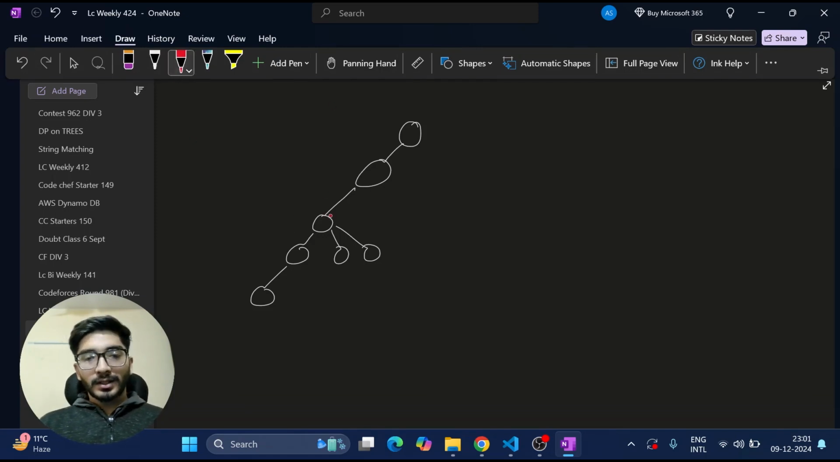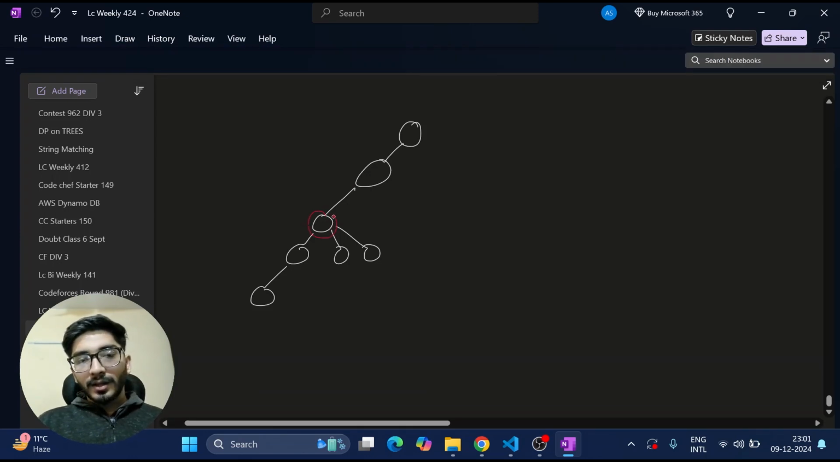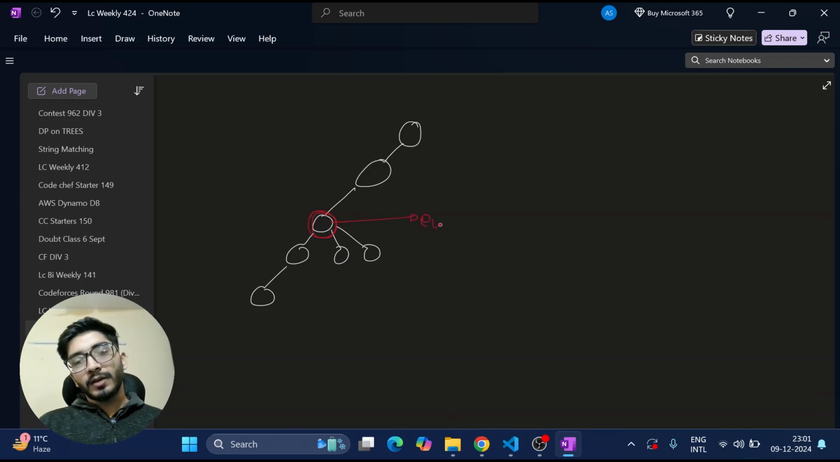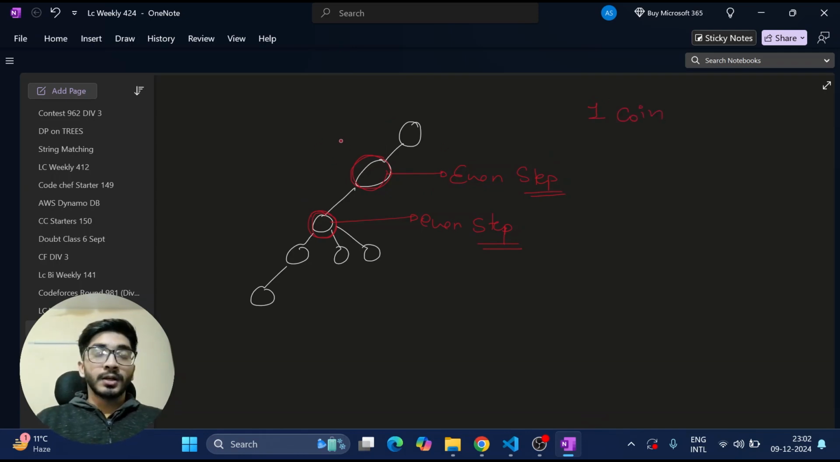So just try to understand this thing, that if you are at this particular node and this is your even step, just assume this thing. This is not gonna happen that two consecutive nodes will be your even step, but just assume this thing. So in this case, if you have, let's suppose, one coin, which position is more optimal to utilize this coin?